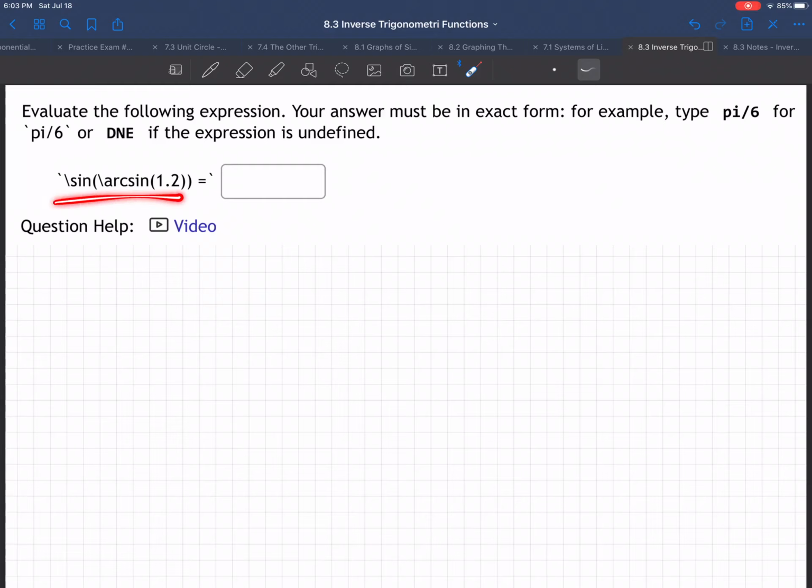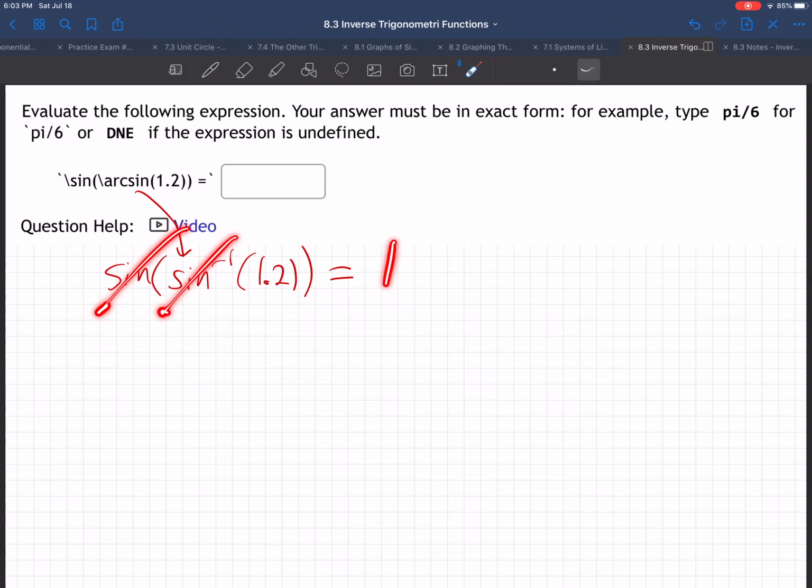Here's a question about the sine of the arc sine. So let's write that. Sine of the inverse sine, that's what arc sine means, of 1.2. So what does that equal? Well, we would like to just cancel these guys out, right? And say the answer is just 1.2. They're inverse functions, right? So can't we just do that?